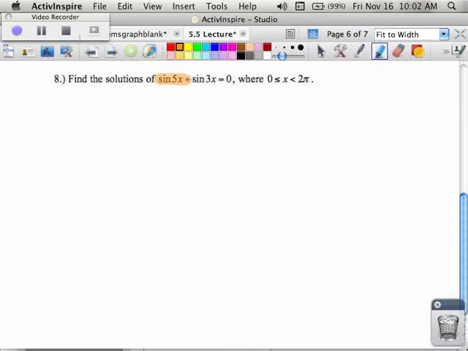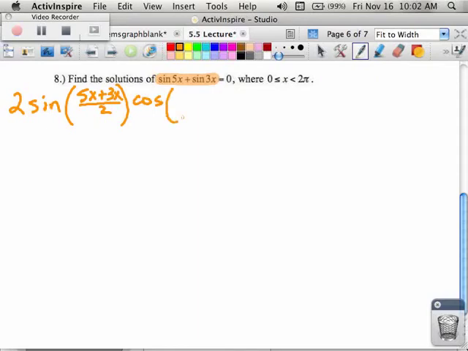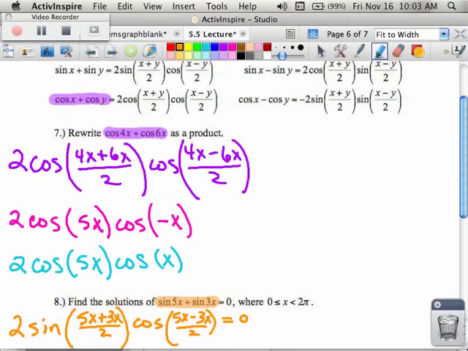So looking up above, here's where the sine plus sine formula was. And so that's the one I used. Now down below, I'm going to simplify these. As I simplify them, I'm going to have 2 times the sine, and 5x plus 3x is 8x. 8x divided by 2 is 4x. And then I have the cosine. 5x minus 3x is 2x, divided by 2 is just x. And that's all equal to 0.